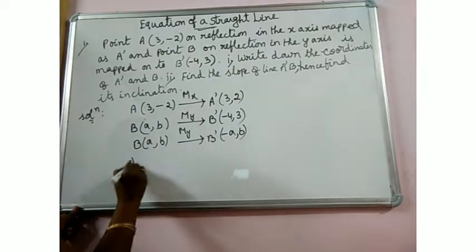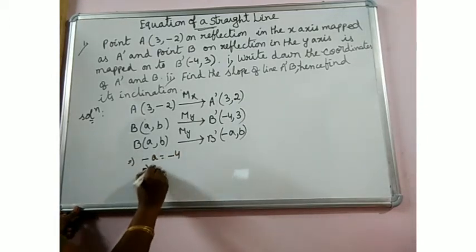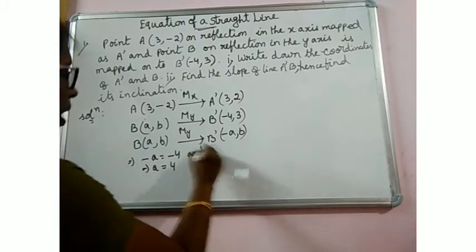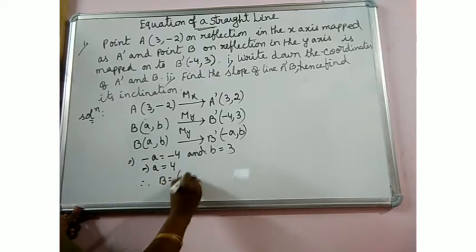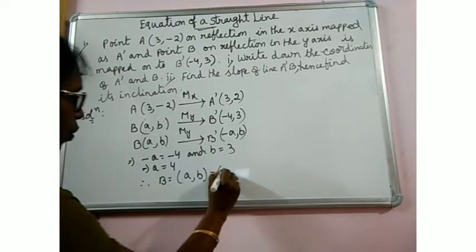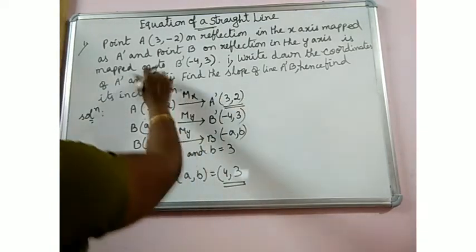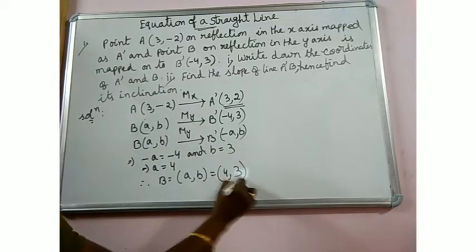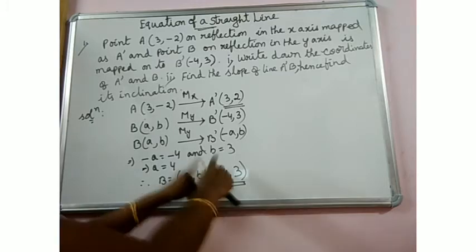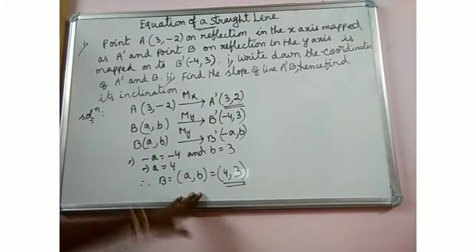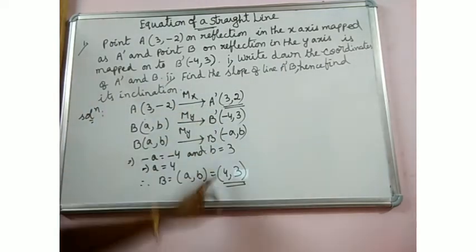So minus a is equal to minus 4, that implies a is equal to 4 and b is equal to 3. Therefore, point B, which we have taken as (a, b), is (4, 3). So we got the coordinates of A dash (3, 2) and B (4, 3), and always the coordinates of a point are to be enclosed within brackets. So with this we are able to complete the coordinates of A dash and B.